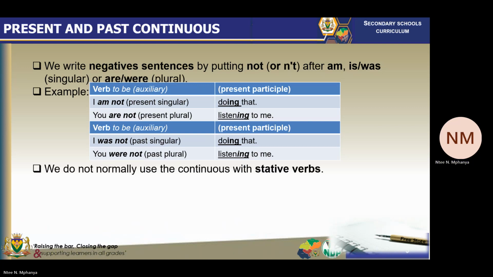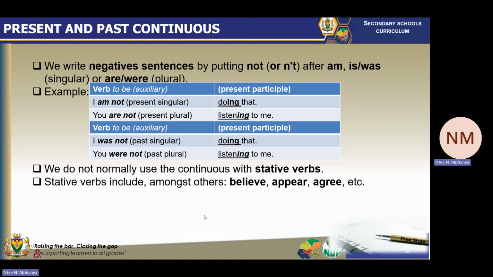Right. We do not normally use the continuous with stative verbs. What are the stative verbs? The stative verbs include, among others, believe, appear, and agree, and so forth, etc. We normally use the simple form of the stative verb when we change the sentence from simple tense to present and past continuous.